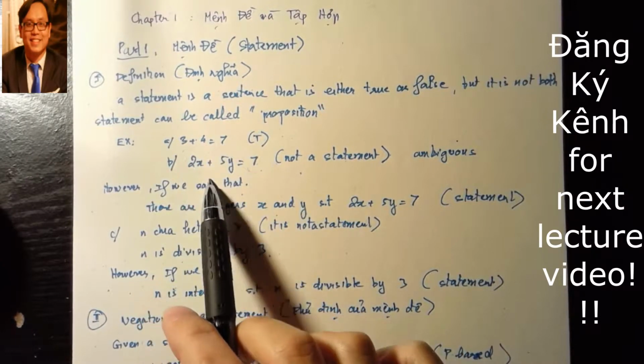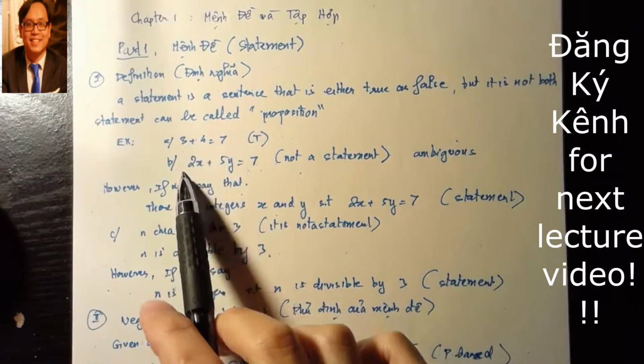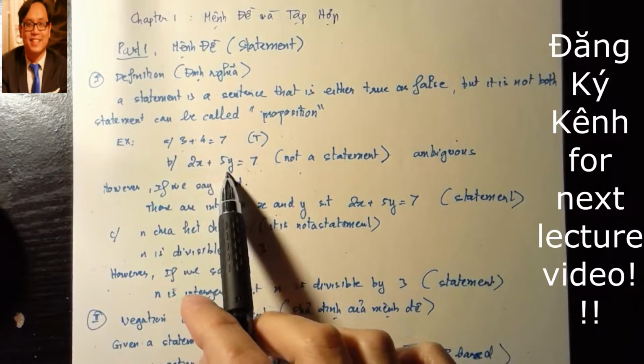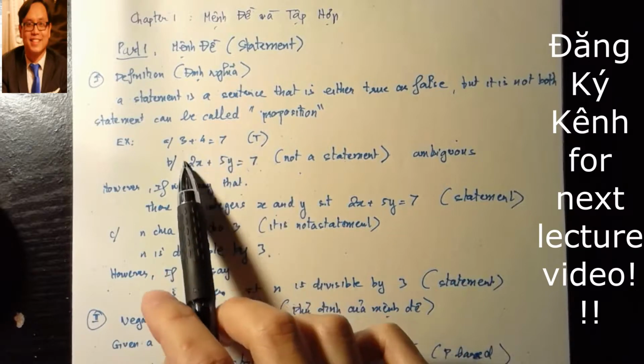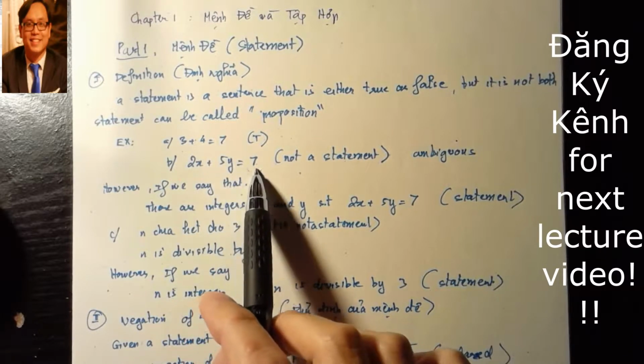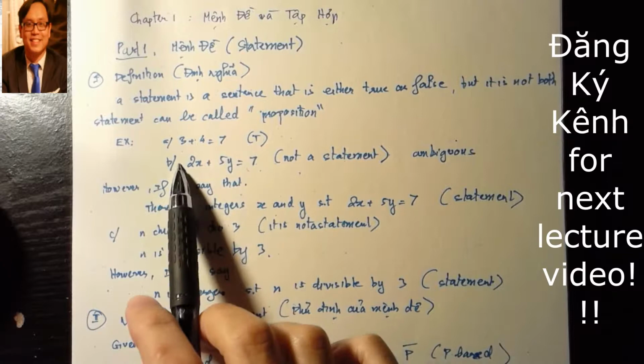Trong cái cuốn sách của nhà xuất bản giáo dục thì họ nói là 2x plus 5y cũng là một mệnh đề. Họ nói là cái này là một mệnh đề chứa biến, nhưng mà ở cuốn sách nước ngoài thì cái này không phải là một mệnh đề nha các bạn.